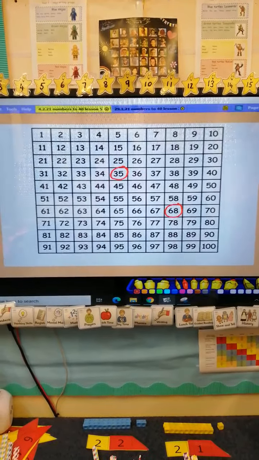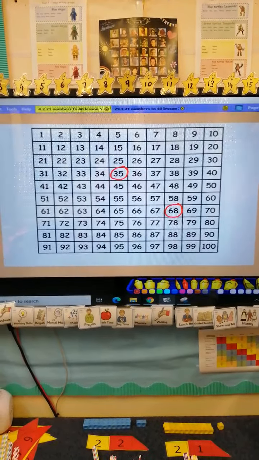38 take away 31 equals 7. Well done if you got that right. Well done if you're using your straws to help you with that. What do we start our next takeaway math sentence with? We start it with the whole number again.